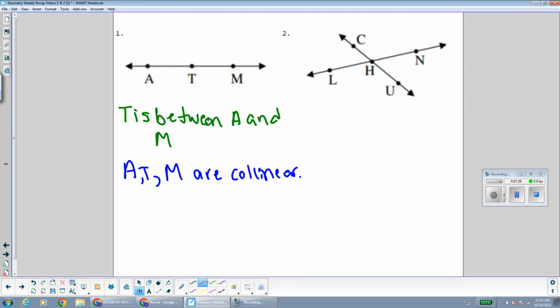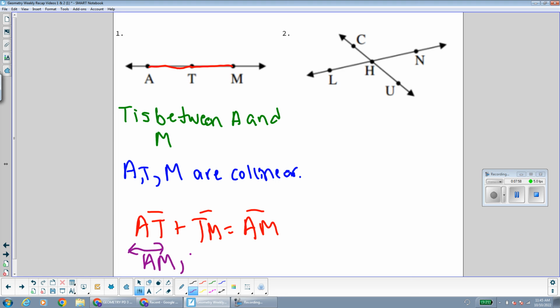I can also say that if I take AT and I combine it with TM, AT combined with TM makes the whole line segment AM. That's the partition postulate. So here we have a couple of conclusions. There's also other ones. We can say that we have line AM here. We can say that we have some rays. I'll name one. We have ray TA starting at T going in the A direction. We have line segments, a bunch of conclusions that we can draw that we know for sure.